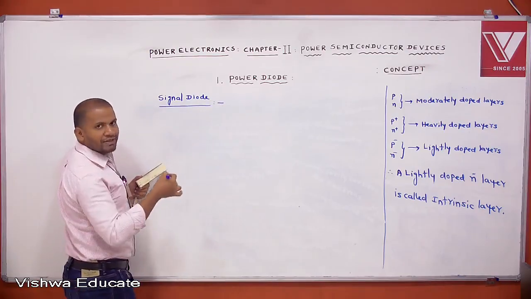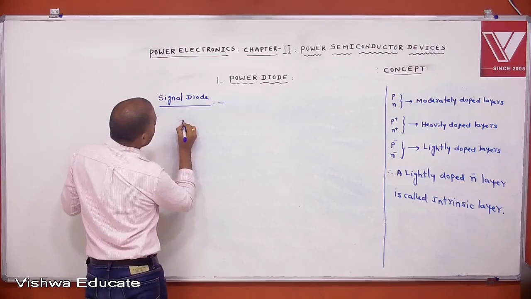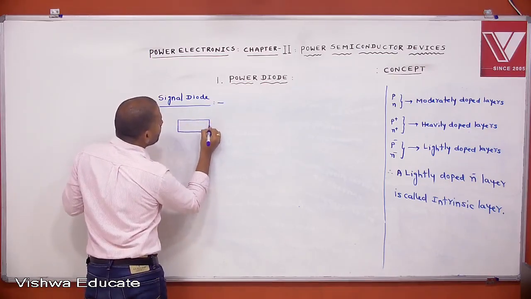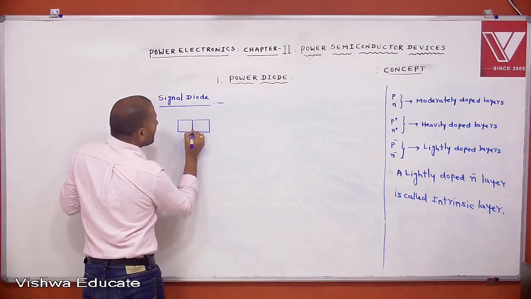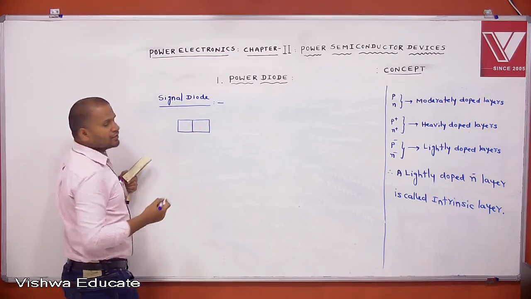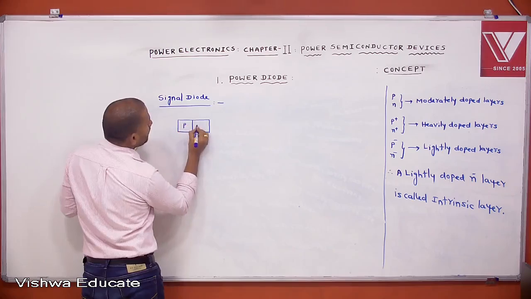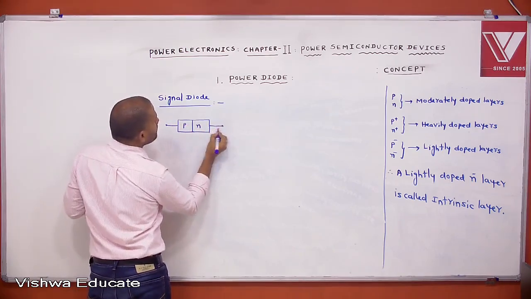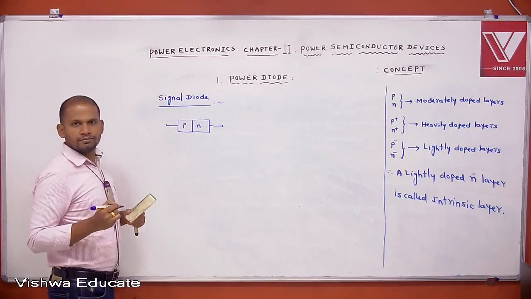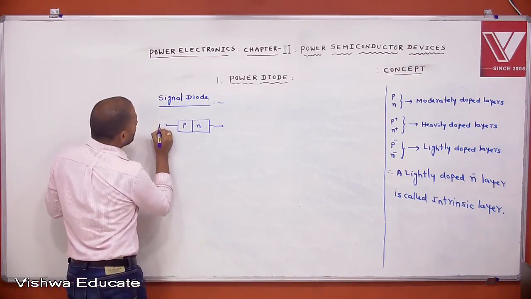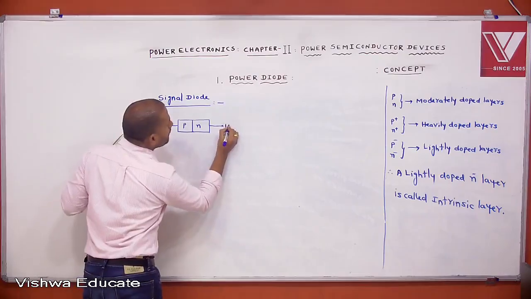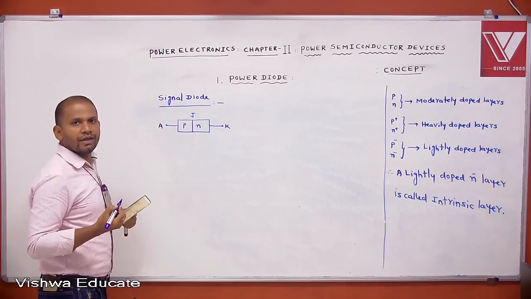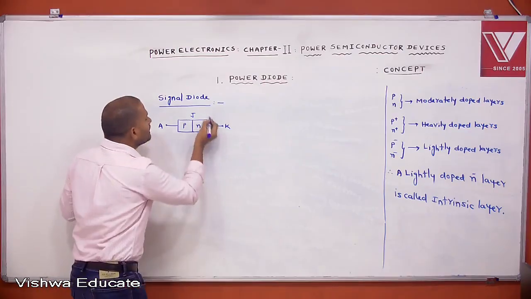Once you form the P layer and N layer, by adding this P and N layer, we get one metal junction. This is the P layer and this is the N layer. Then it is called a PN diode, having two terminals, anode and cathode, and one junction. That's why in general it is nothing but a diode.